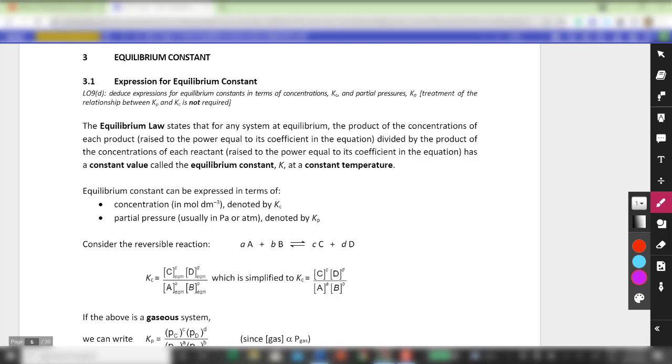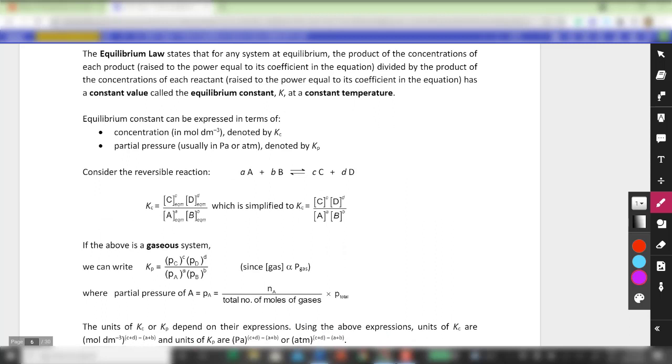Okay, so for equilibrium constant, first let us look at the equilibrium law. Based on the equilibrium law, this is how we are going to write out our equilibrium constant. For example, if we have a reversible reaction with reactants A and B and products C and D, assuming the concentration is written in the square bracket way, then the equilibrium constant in terms of concentration, sometimes we write Kc, with a subscript C just to indicate that it's the equilibrium constant in concentration.